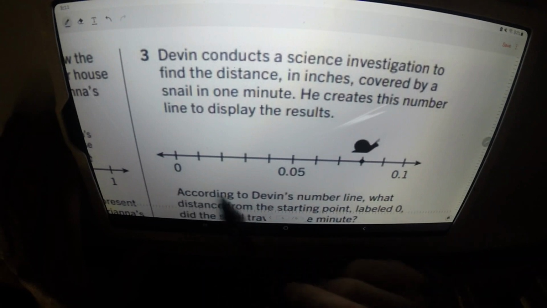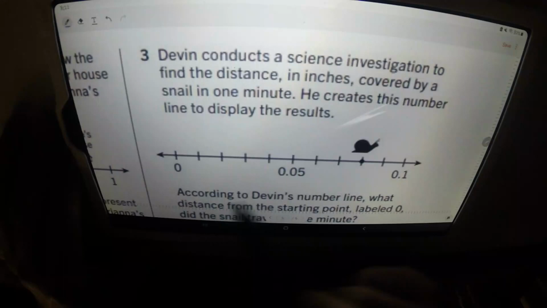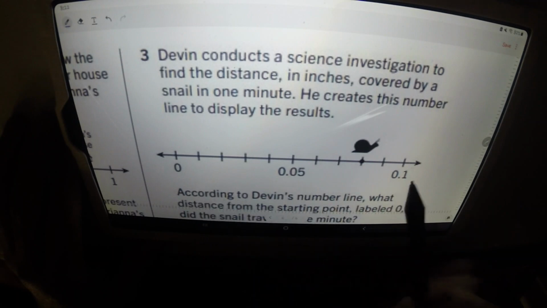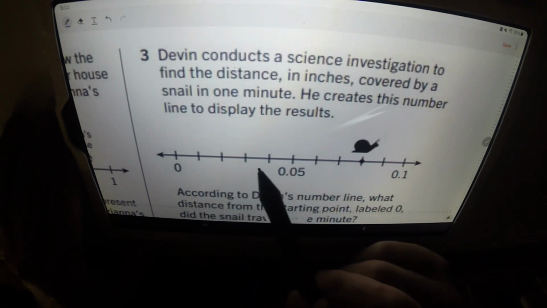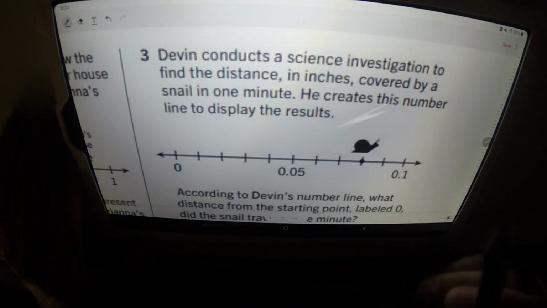So from 0 to 0.1, they divide it. Again, this is typically what you're going to see in most of these math homeworks and math exams, that they're divided into 10 equal parts. So we're going to make sure that that's actually accurate. So 1, 2, 3, 4, 5, 6, 7, 8, 9, and then finally 10 for the whole.